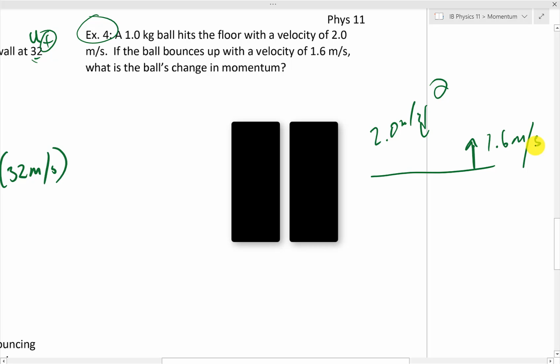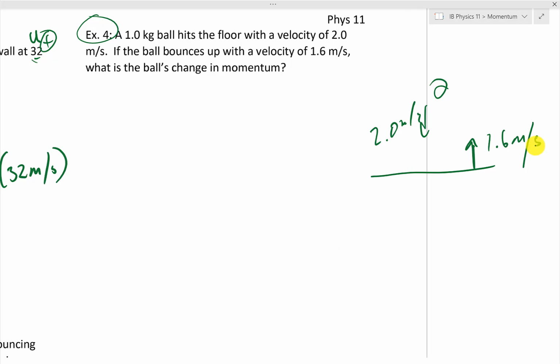So good time right now to pause the video to try this problem out. Okay, now I'm going to do the solutions on fast play.